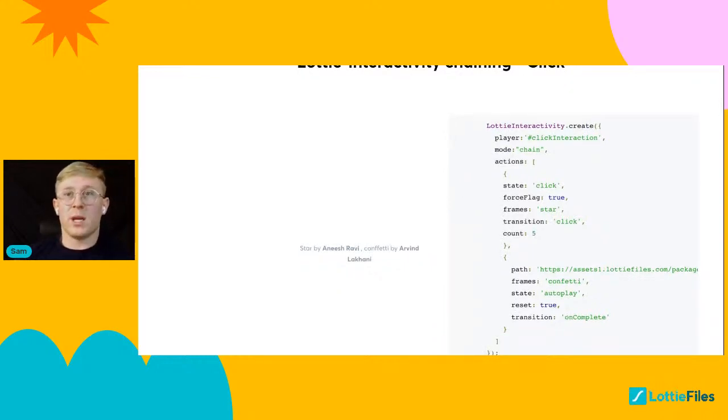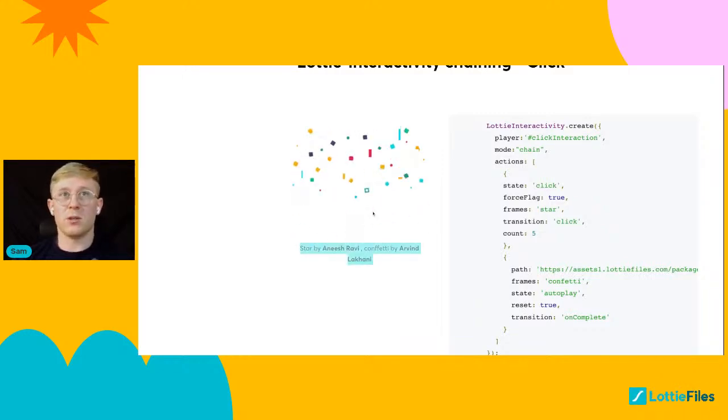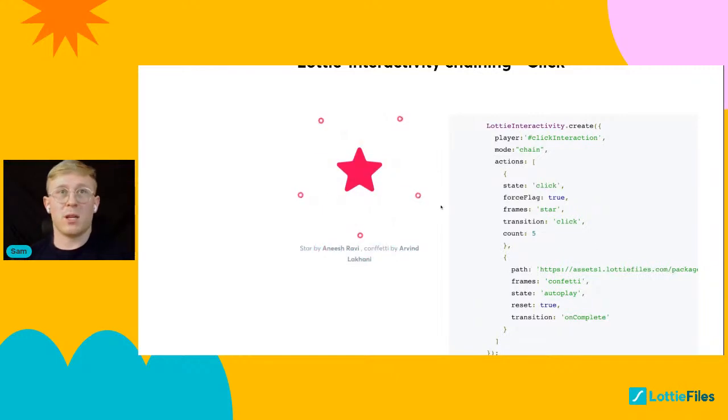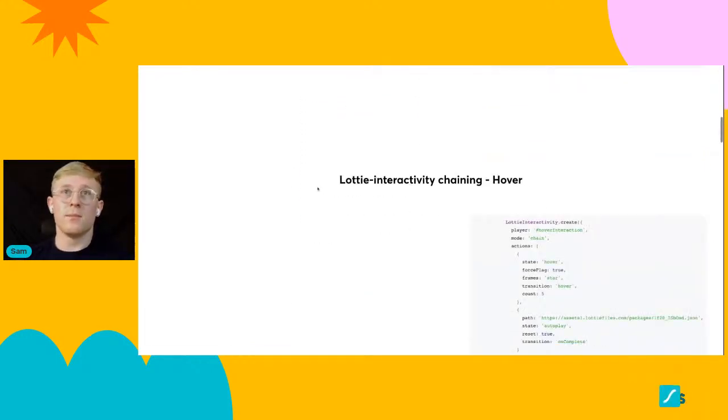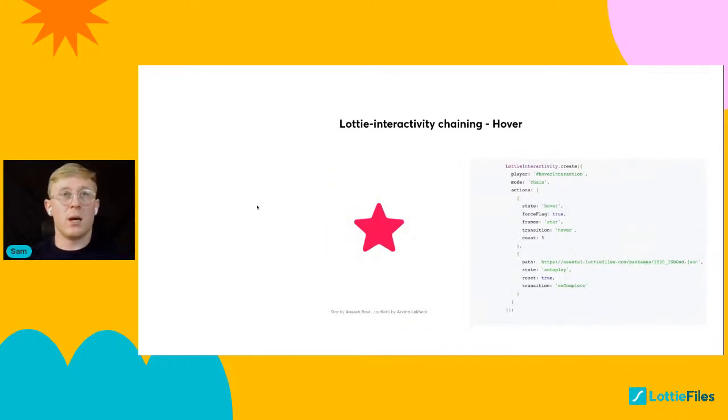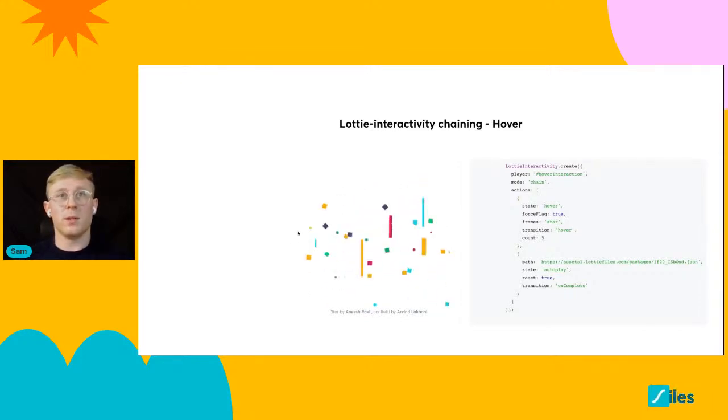And then we have defined a non-complete transition and reset the reset property. So this means that animation will just reset when it's finished playing. Next, we have hover, pretty basic transition, the same as click really, but you just hover over the animation and it works with count as well. So if you hover over it 5 times, you then go to the next action, which will load up the confetti.